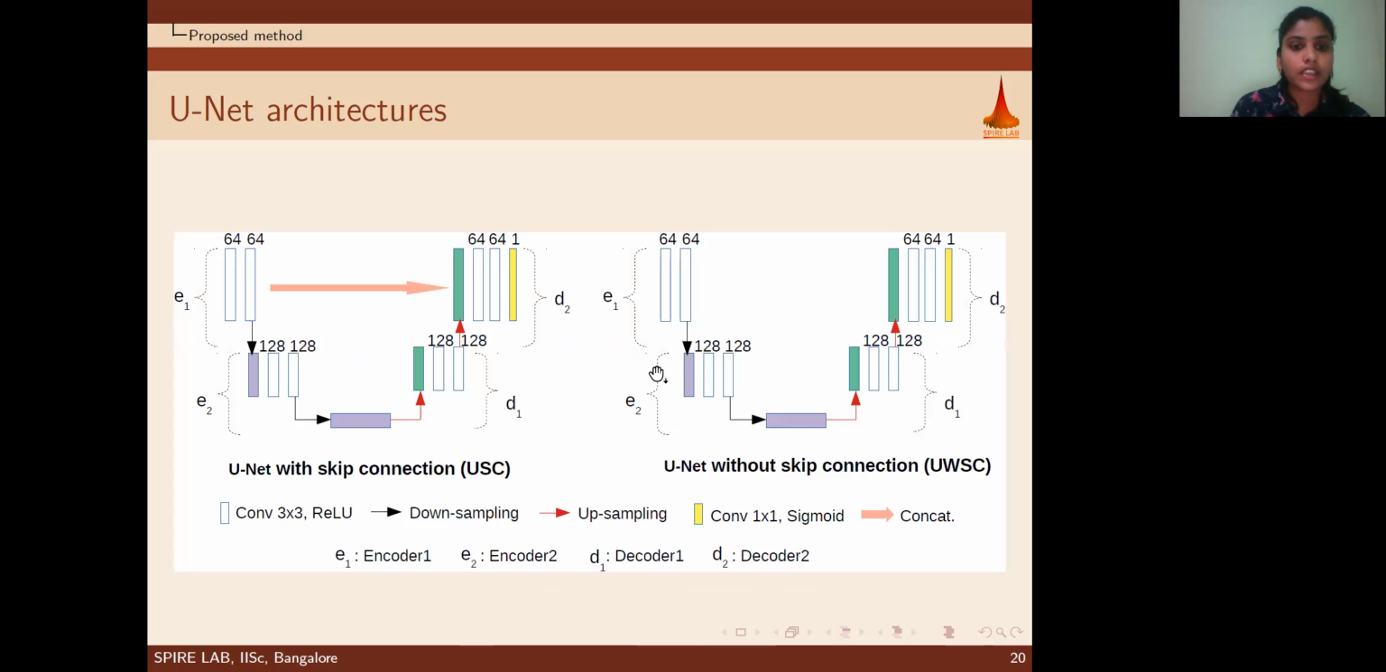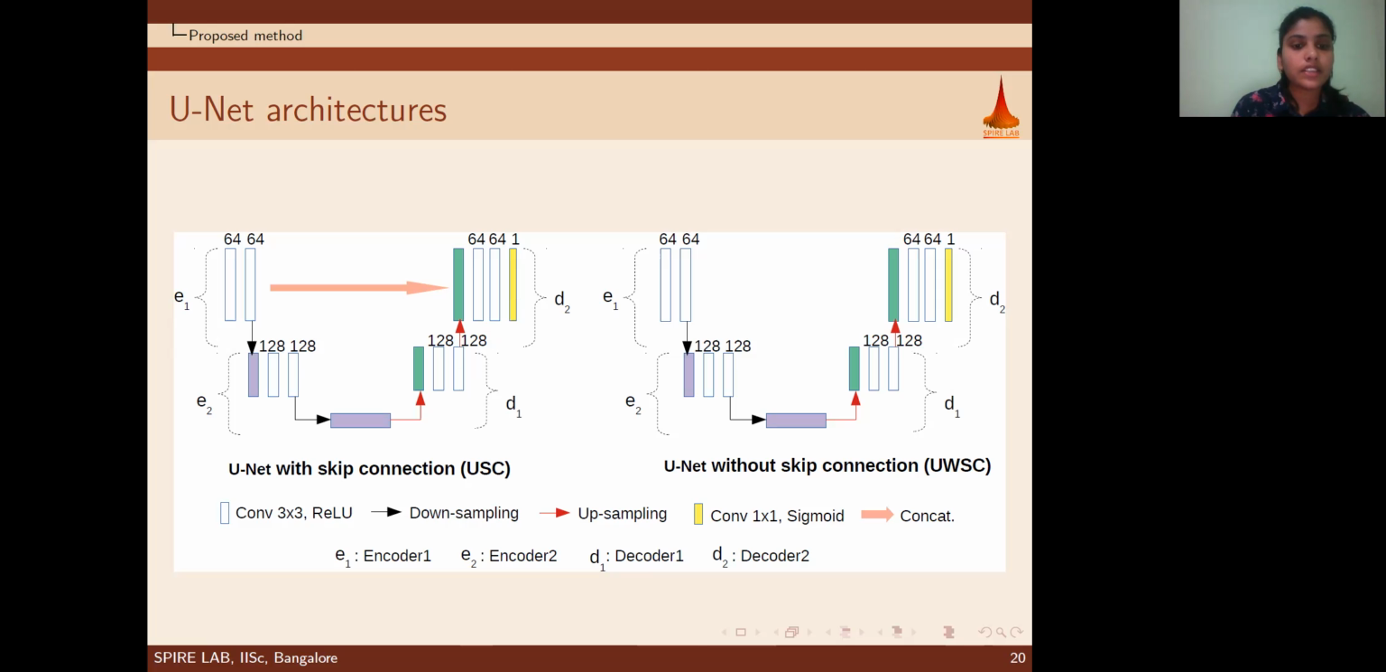Coming to the UNet architecture, it consists of a contracting path with two encoders and an expansive path with two decoders. Each encoder consists of a convolutional layer with ReLU activation followed by max pooling. Similarly, each decoder consists of an upsampling layer followed by a convolution and ReLU activation. At the end, a convolutional layer followed by sigmoid activation is used to classify whether each pixel of the image belongs to inside or outside the glottis region.